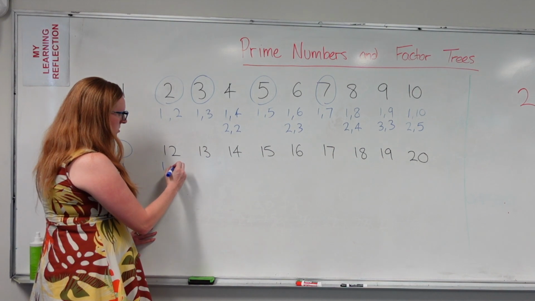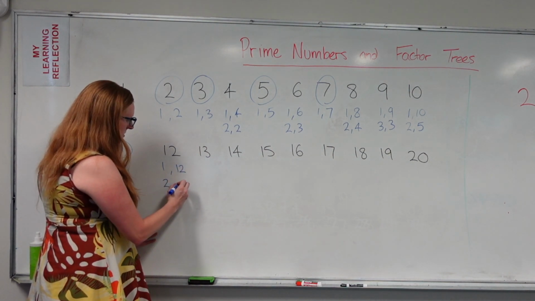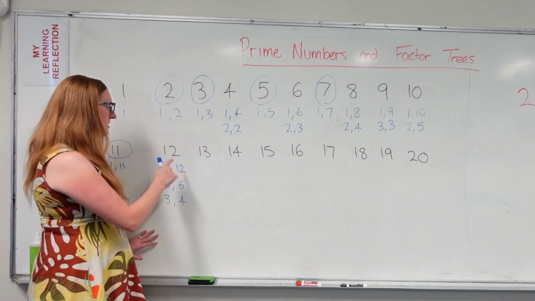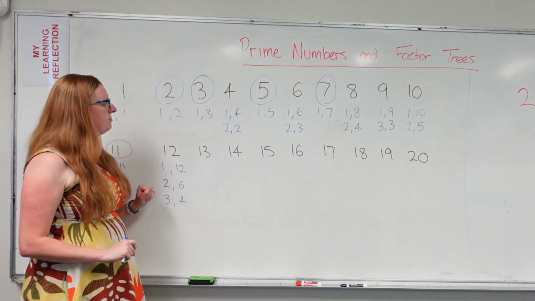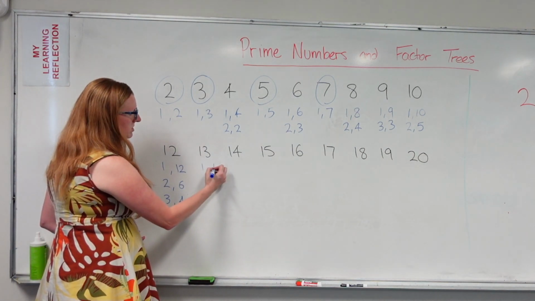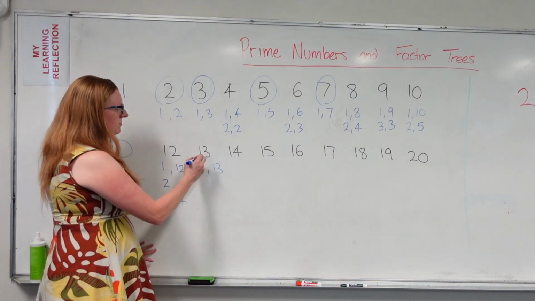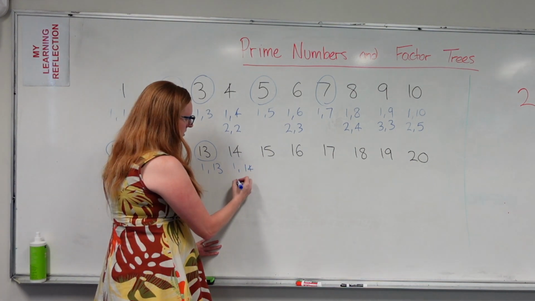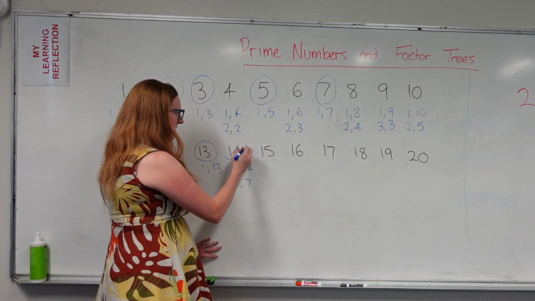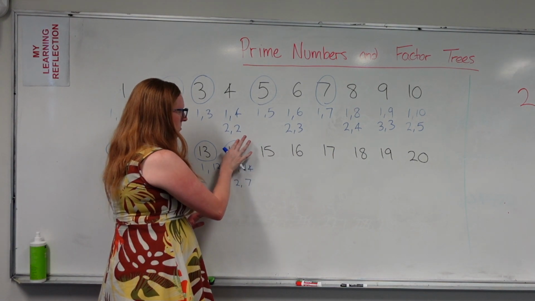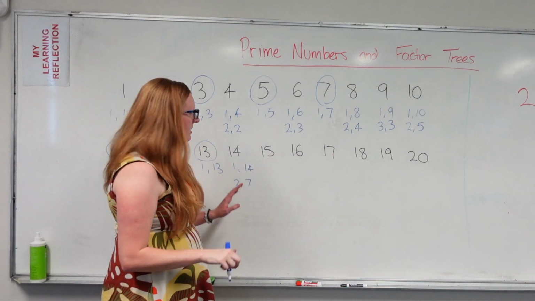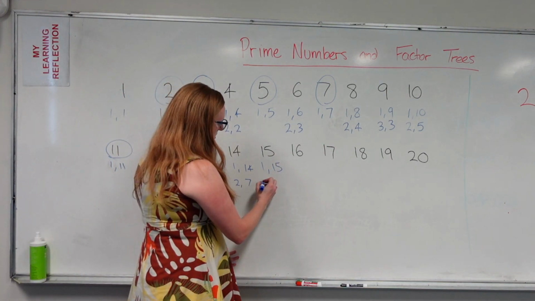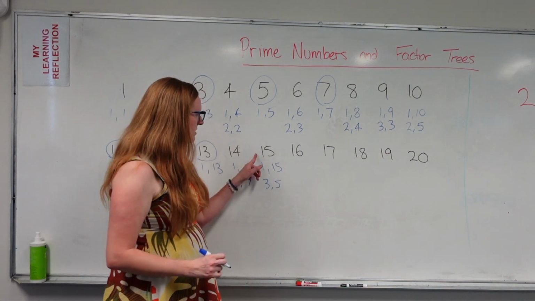What about 12? I could go 1 times 12, I could go 2 times 6, or I could go 3 times 4. It has quite a few sets of factors, so that means that 12 is not prime. What about 13? I could go 1 times 13, that's it, it's prime. What about 14? I could go 1 times 14, I could go 2 times 7, and that's it. Oh, so why am I circling? It's composite, not prime. My bad. What about 15? I could go 1 times 15. I could go 3 times 5, which means it's composite as well.